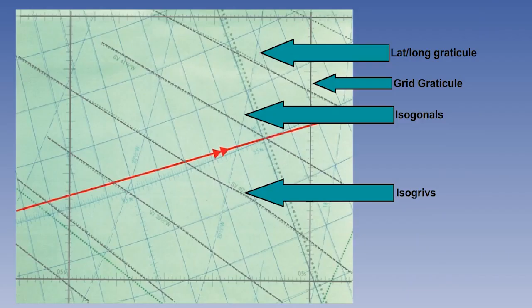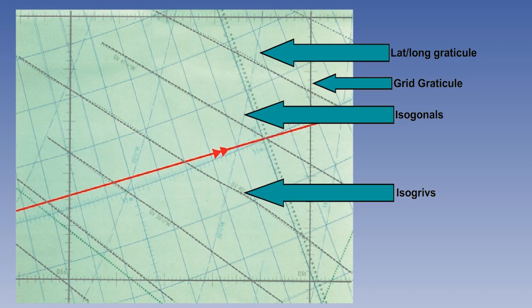If a chart is constructed with isogrids, then the same principles can be used to maintain a grid heading when using a magnetic compass. On this chart, the blue graticule is the latitude and longitude. If you use true heading, then here are the variation changeover points. The grey graticule is the grid. If you use grid heading, then here are the gravation changeover points.